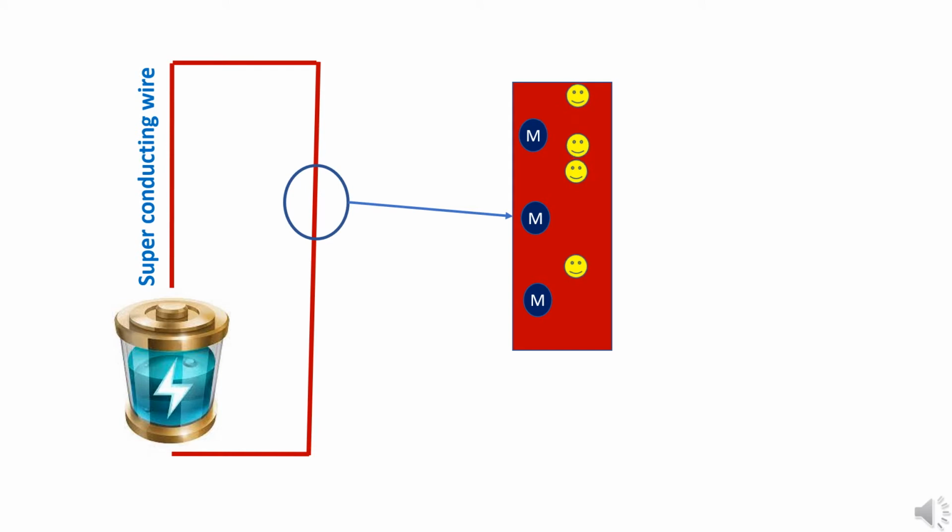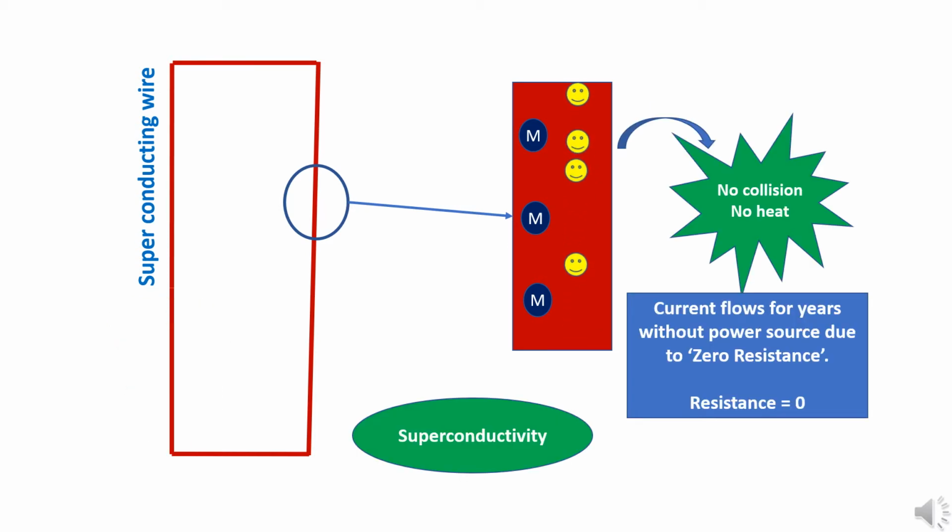Now imagine we connect the wire to the battery, and once the current starts flowing, we remove the battery. But the current continuously flows through the wire, without loss and without a power source, for years. It would be amazing, right? This is what happens ideally in superconductors, because of superconductivity.